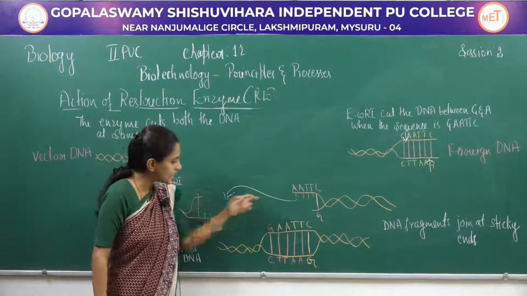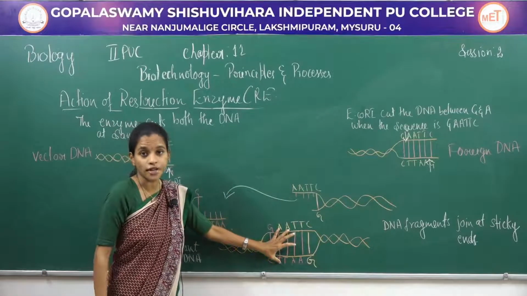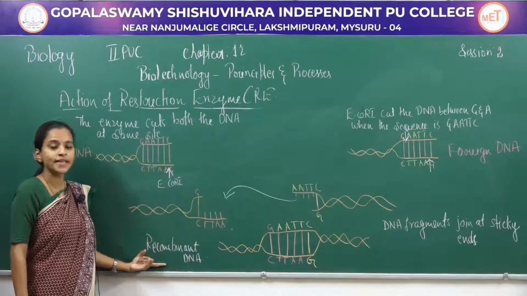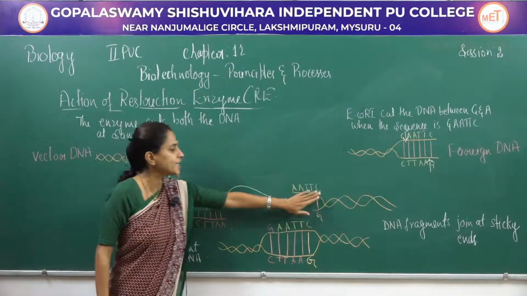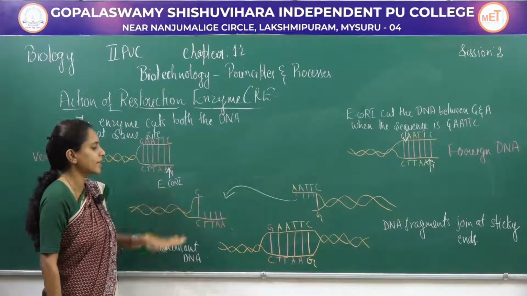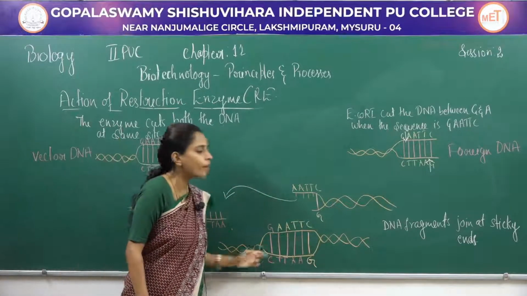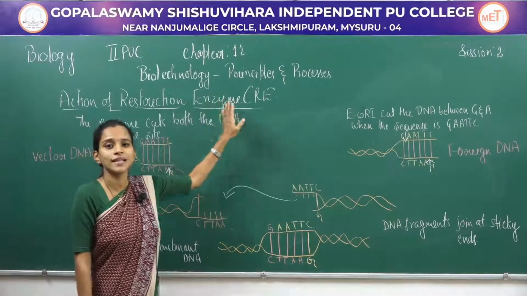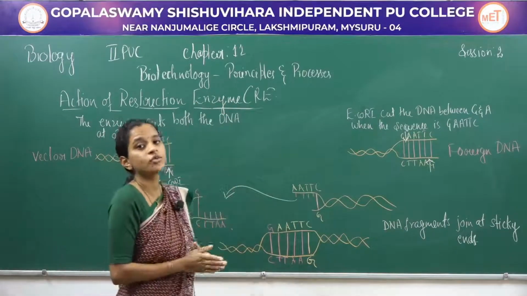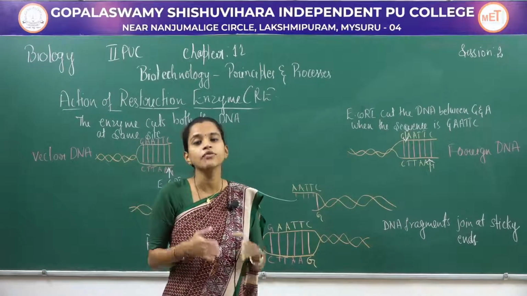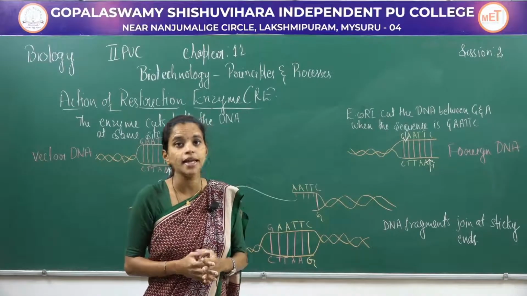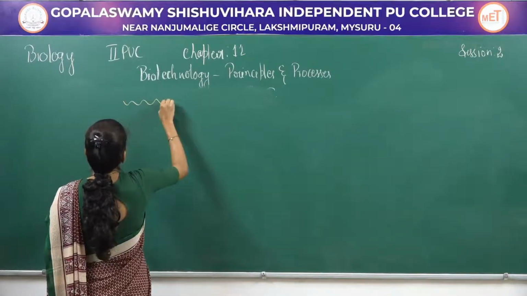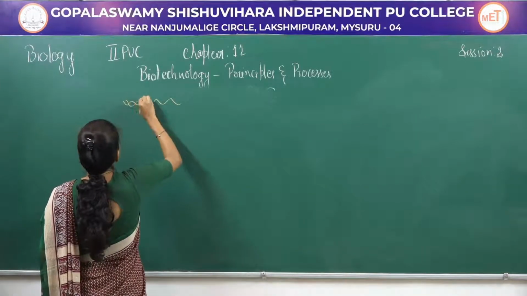Next step is, these sticky ends should be joined together and that will be done to form a recombinant DNA. Now the foreign DNA is incorporated into the vector DNA, forming a recombinant DNA. This is how action of restriction enzymes takes place. Next we have to study steps involved in formation of a recombinant DNA using these restriction enzymes.